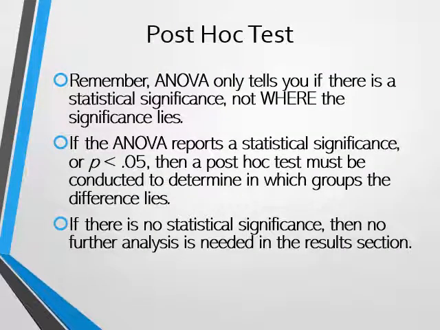It's important to remember that ANOVA only tells you if there is a statistical significance, not exactly where that significance lies within groups. Therefore, if the ANOVA reports a statistical significance or p-value below 0.05, then a post hoc test must be conducted to determine in which groups the difference lies. If there is no statistical significance, then no further analysis is needed in the results section.